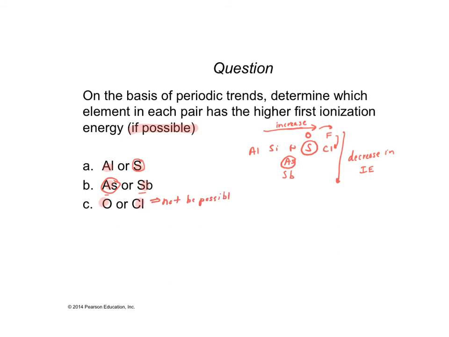I wouldn't expect you to be able to tell me which had the higher first ionization energy, because both of these movements counteract one another: one to the right should be larger, but then one down should be smaller. There is an answer to this, so you can look at ionization energies, but just on the basis of trends, it would not be possible to determine.